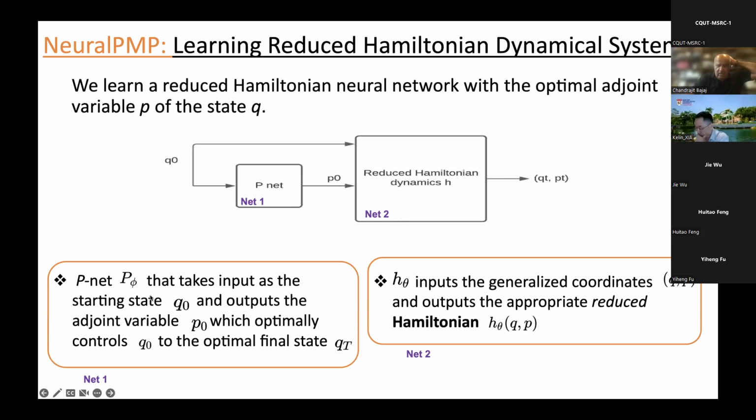So the first network, P-phi, learns a parameterization of outputting P0 for a given Q0, and of course, this is trained for a distribution of possible initial states, Q0, to learn a distribution of P0. And then samples from this distribution learn your final terminal state and co-state. And doing that process, you learn this reduced model H theta, which is capturing the second network.